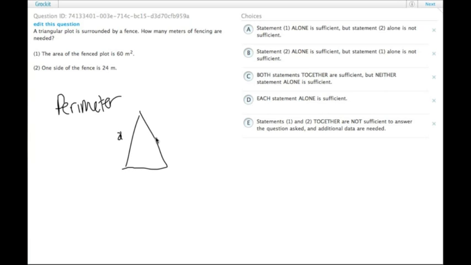We'll call them A, B, and C. We need all three of those sides in order to answer this question. Statement 1 tells us that the area of the fenced plot is 60 square meters.